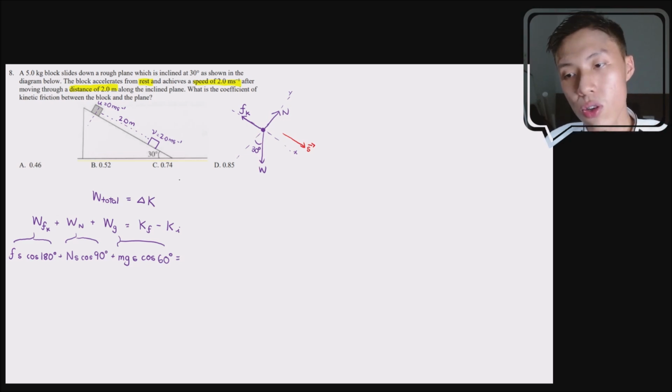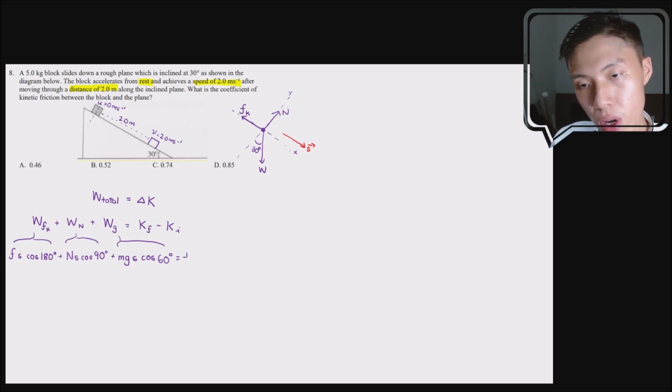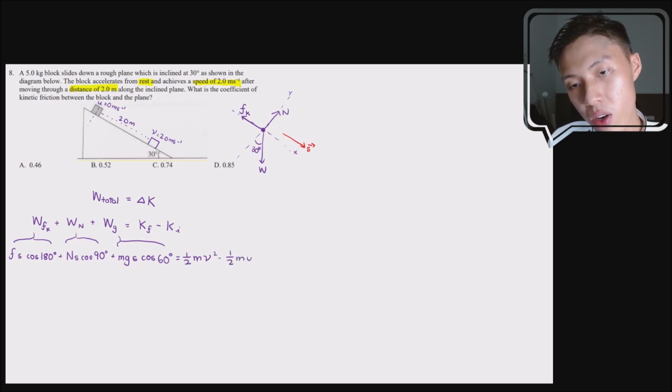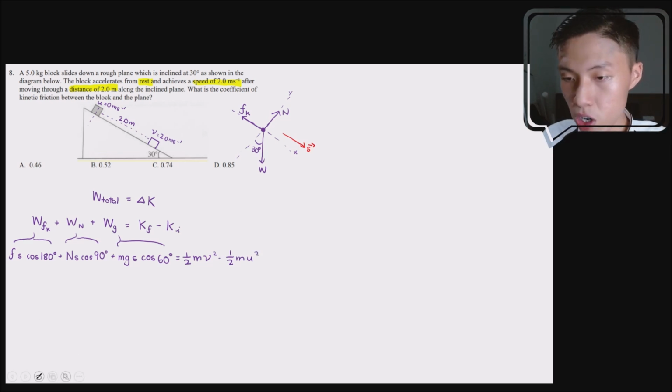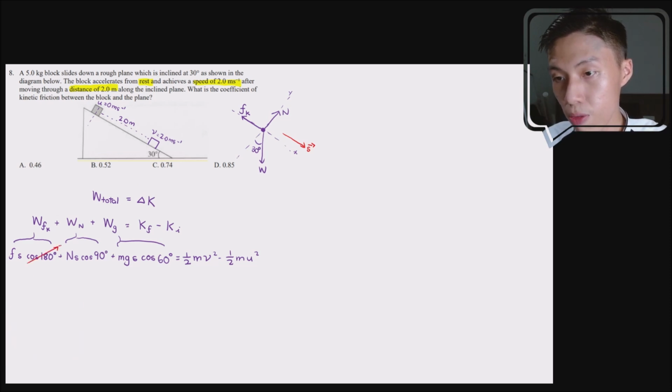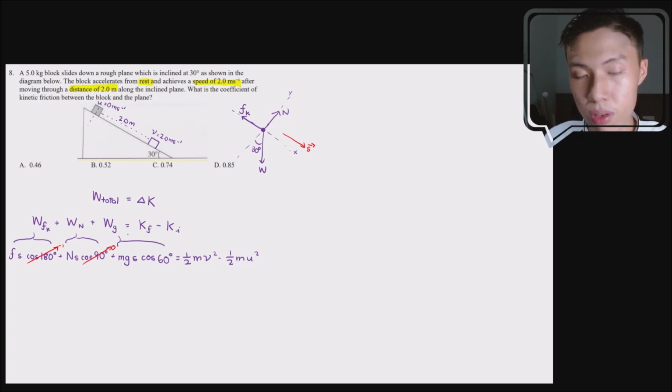Then it will be equal to half mv square minus half mu square. Okay, so let's tidy up some things over here. We know that cos 180° will be equal to -1, and cos 90° will be equal to 0. So with that, we can simplify and do our substitution together at the same time.